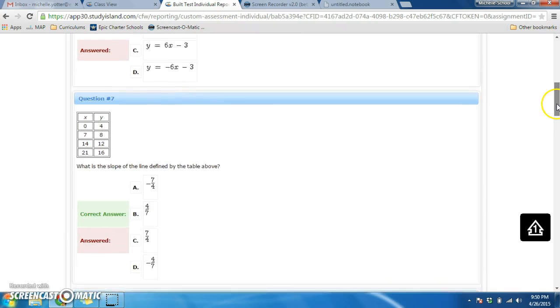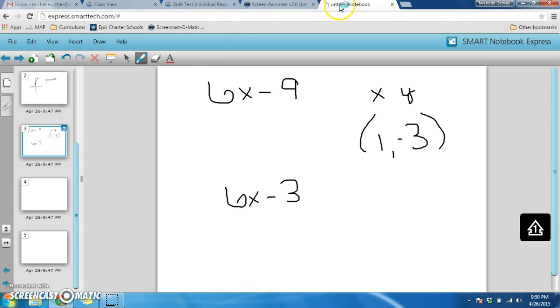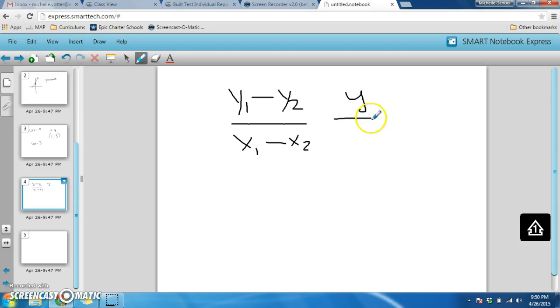Okay, the next one made me sad that you got it wrong. I think you're putting it in wrong because you had 7 over 4. Make sure you're doing y1 minus y2 over x1 minus x2. That's another thing you got to pound in that brain: y1 minus y2 over x1 minus x2, okay? It's always going to be your y's over your x's, okay?